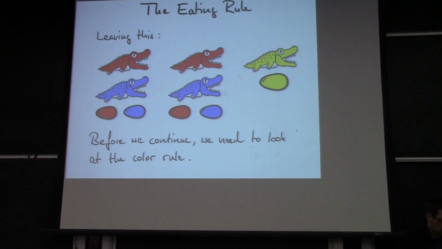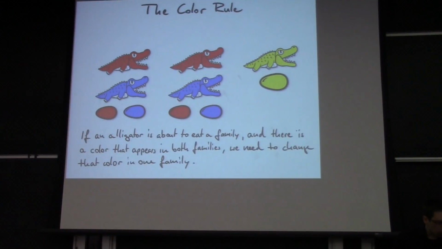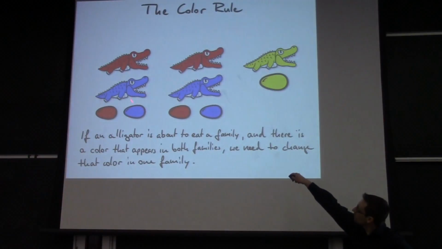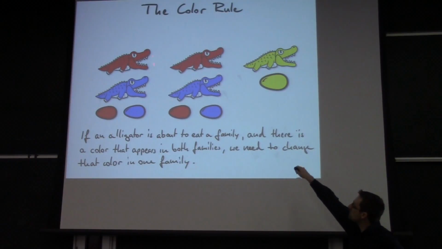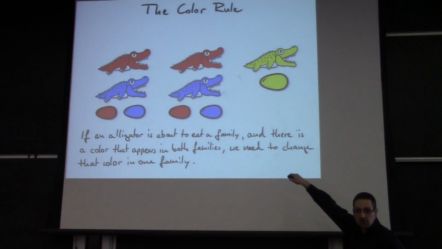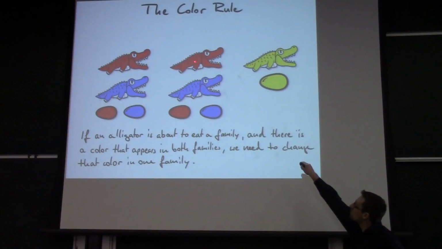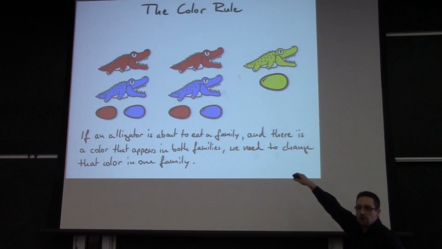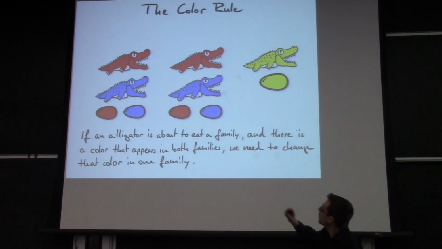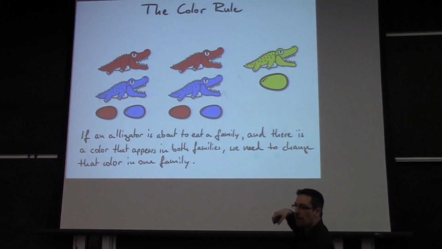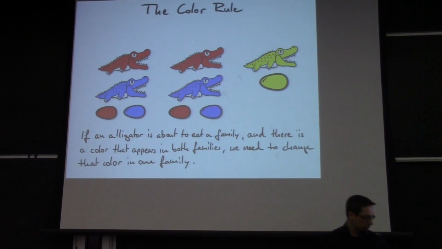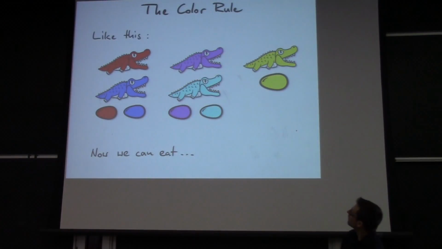The color rule is as follows. If we want to apply the eating rule, but what is eaten has some color that also appears in the family that is eating, we first recolor these to some other color. For instance, we replace, say, red by purple and blue by light blue. So let's do it like this.